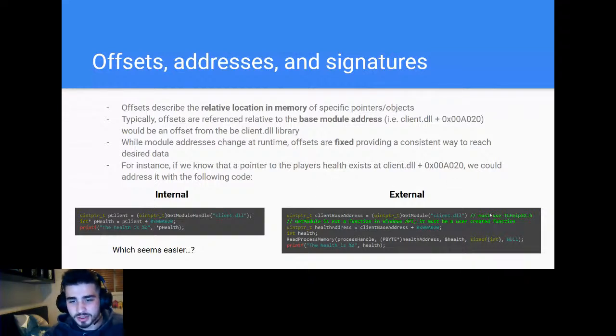Versus if you're using external, you'll have to go through the Windows API, and GetModuleHandle is part of the Windows API. But this GetModule, I just made this up. This isn't an actual function. You'll have to create some big function yourself that finds the start of a module. So it's a lot more work in some degrees, and then you'll have to use ReadProcessMemory to read the health.